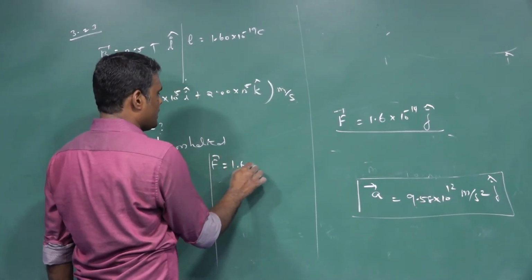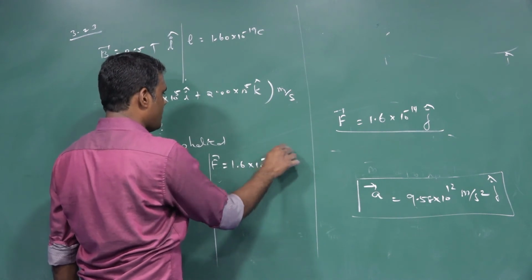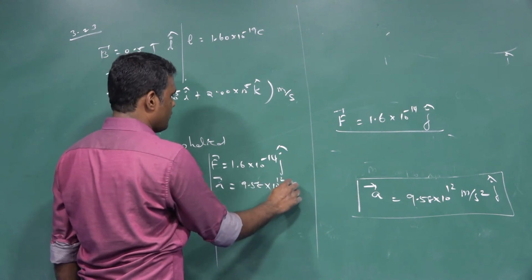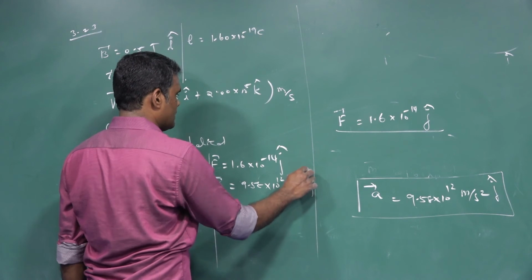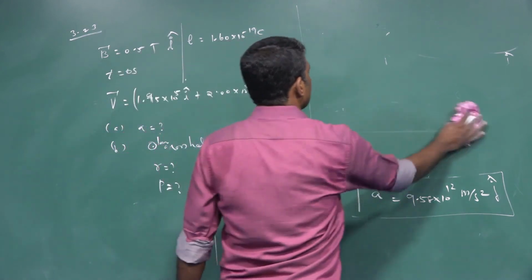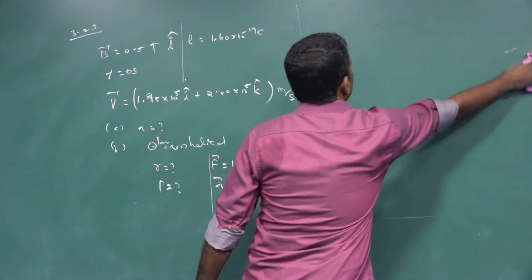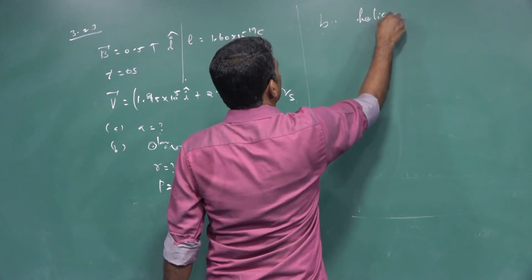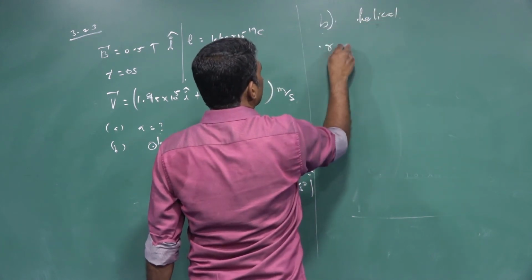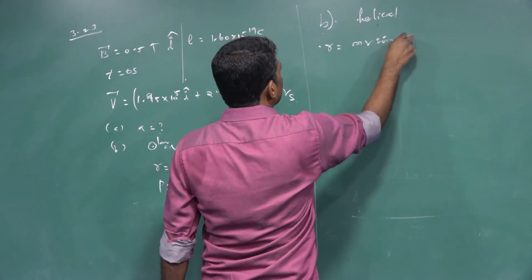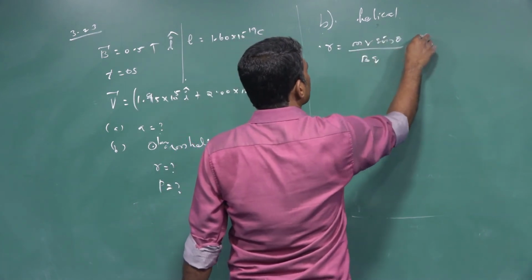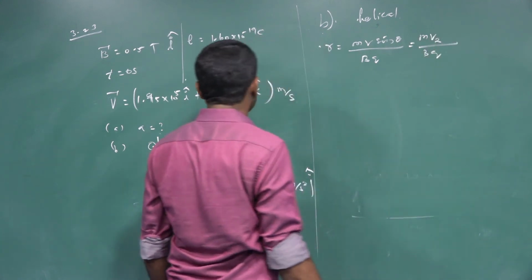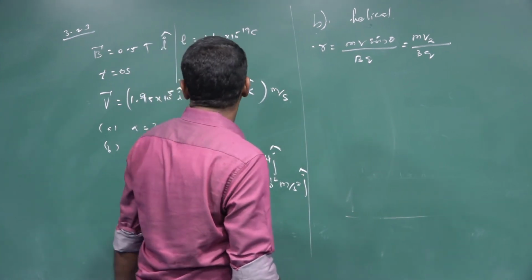Force: F vector equals 1.6 × 10^-14 j cap. Acceleration, which is asked, is 9.58 × 10^12 meter per second square j cap. Then what is asked? What is the path followed by the charged particle when the velocity components are given? We can say the path followed is helical. If the path followed is helical, then what is the radius? R equals m v sin theta divided by qB, or otherwise I can write m v2 divided by qB.